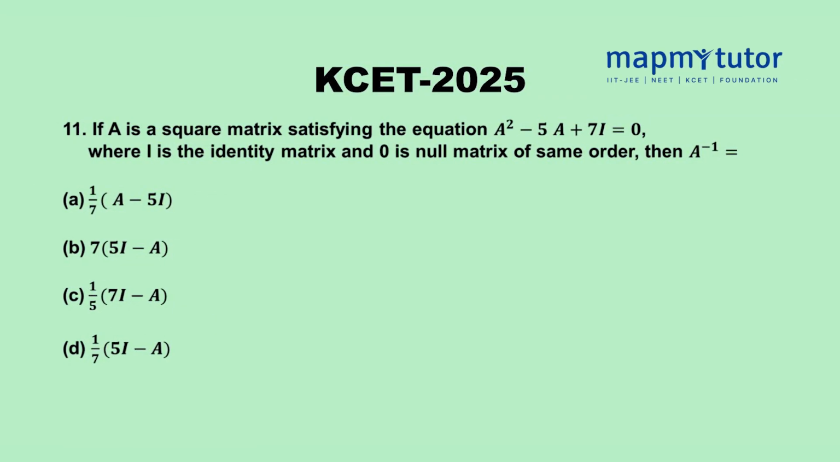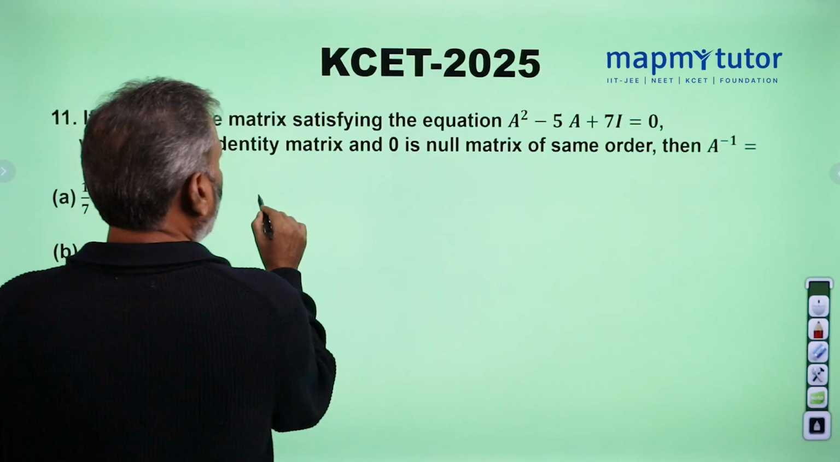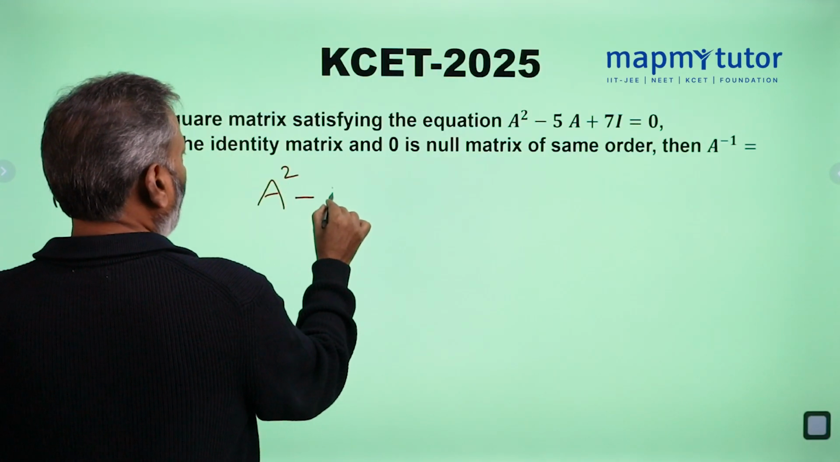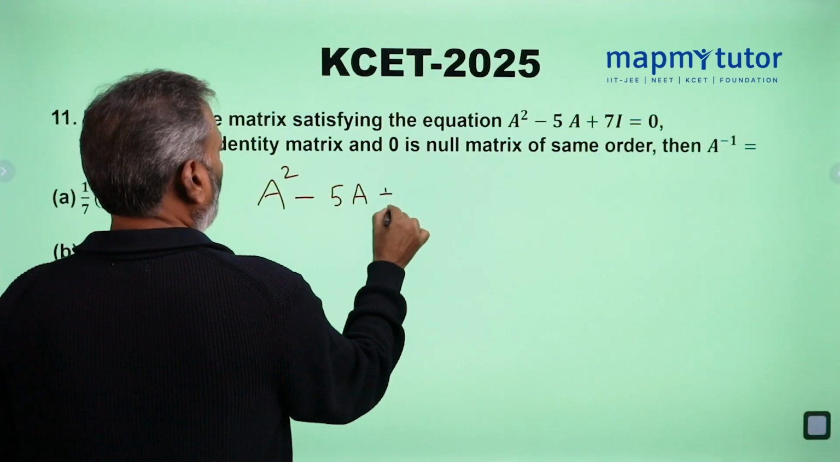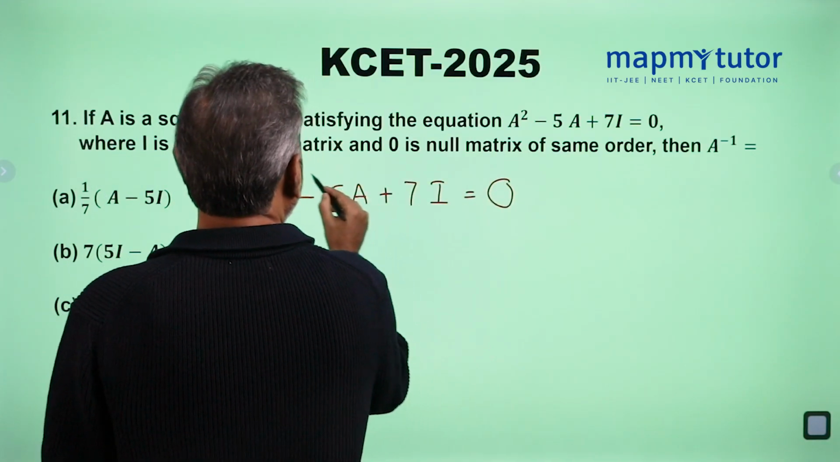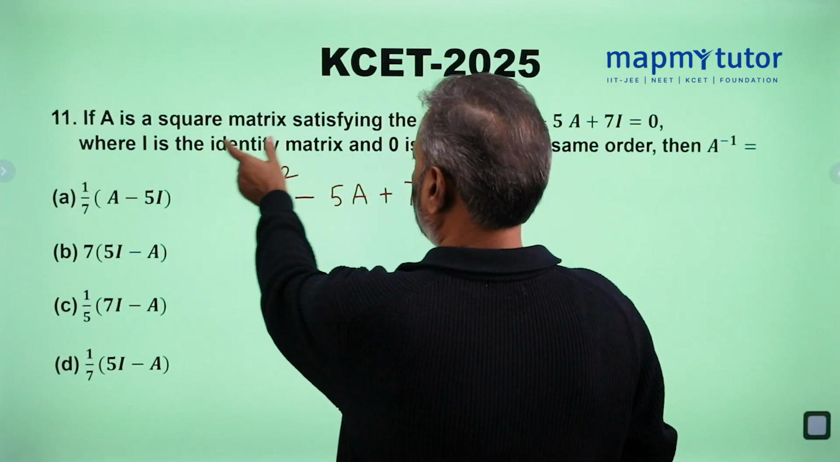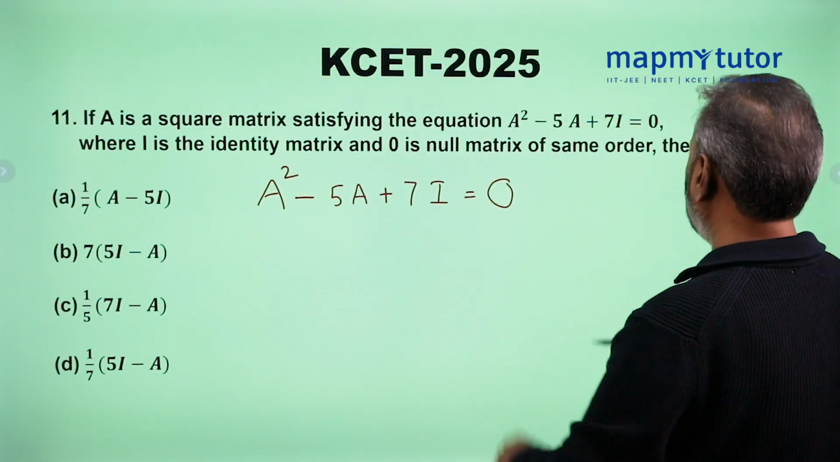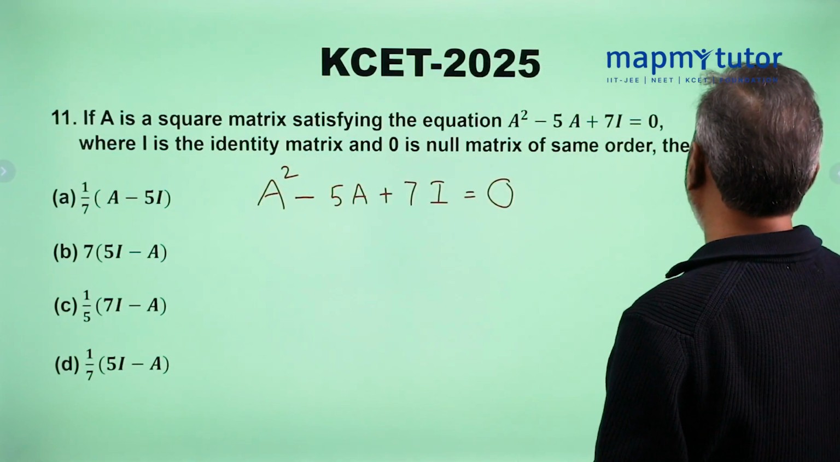If A is a square matrix satisfying the equation, there is an equation in terms of A. It is called a matrix equation. I is the identity matrix and O is the null matrix of the same order, as already mentioned. Then what is A inverse?